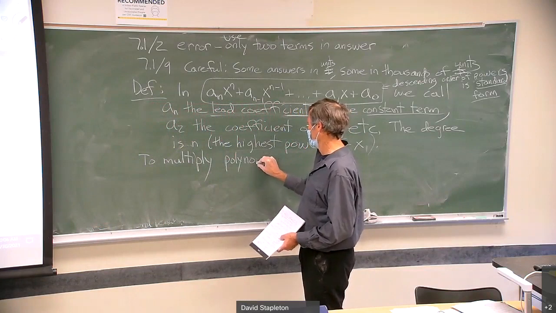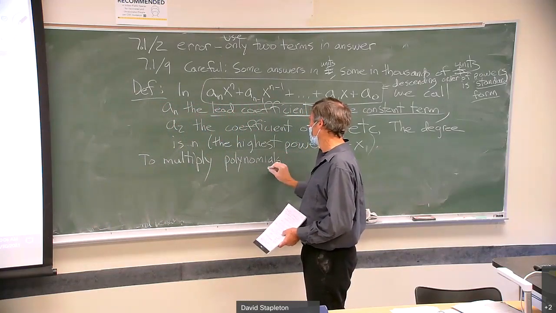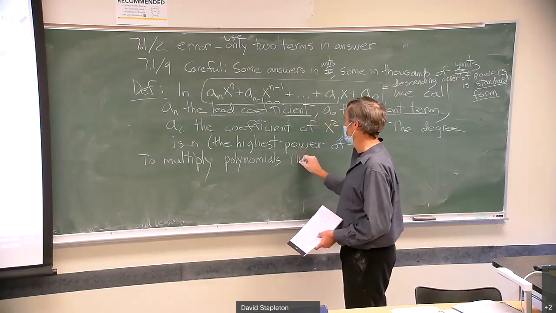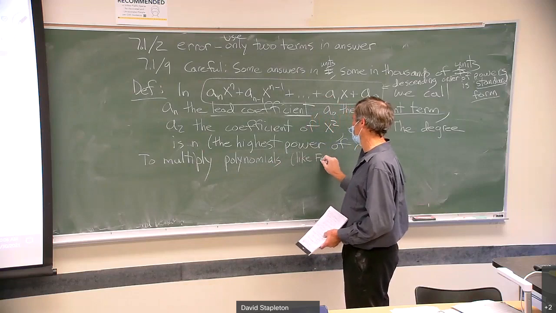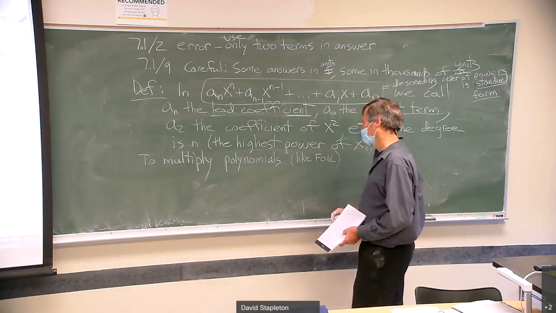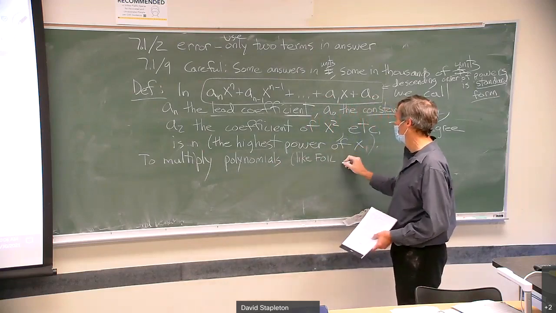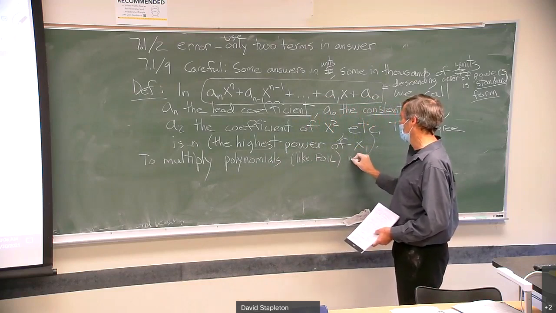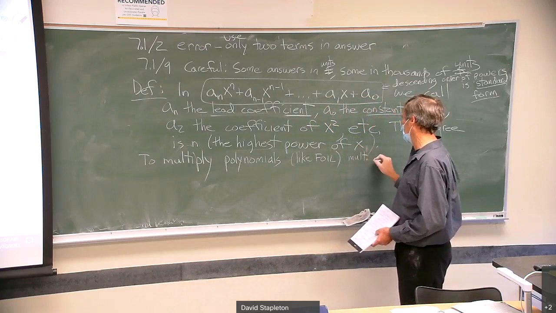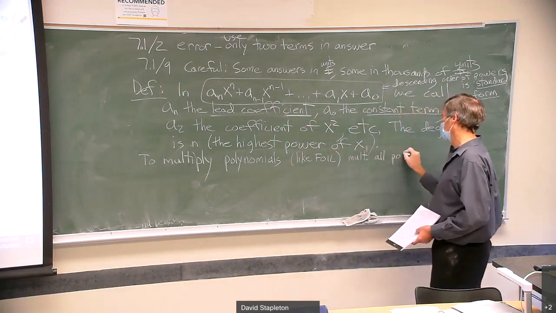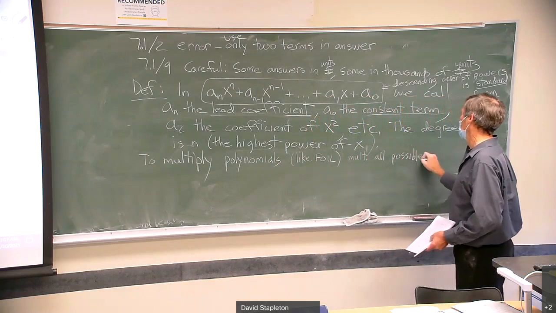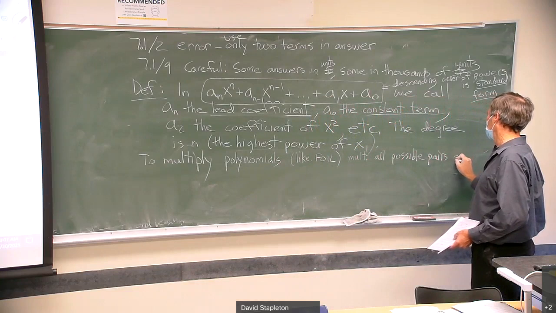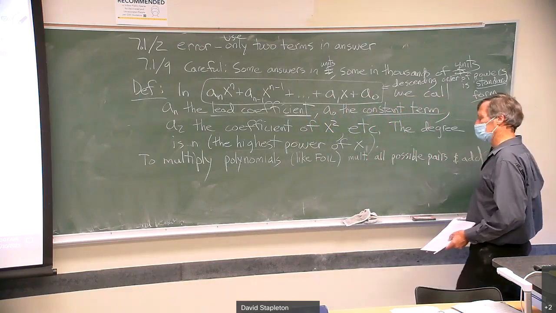To multiply polynomials, use sort of an extended FOIL. You just, like FOIL for polynomials which are two terms, just multiply all possible pairs and add them together. I'll put it shortly like that.